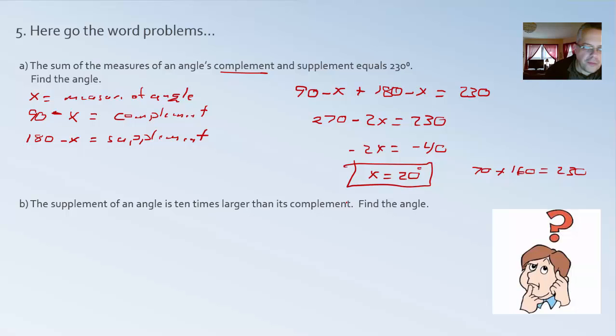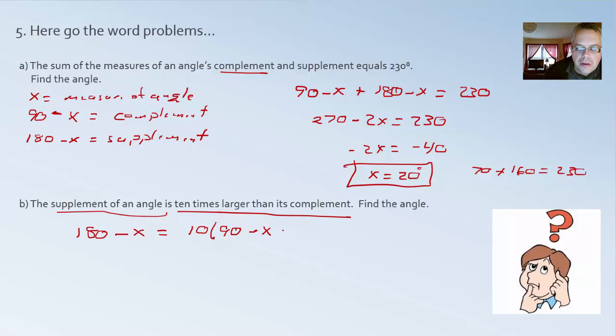Okay, let's try one more of these. Again, the same setup. The supplement of an angle is 10 times larger than its complement. So we're going to have the same setup as above, so I'm not going to copy that. But it says the supplement of an angle is, that means 180 minus x equals 10 times the complement, and I need parentheses, because I'm multiplying 90 minus x, all of that is the complement, by 10.